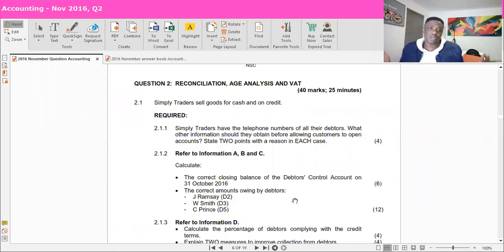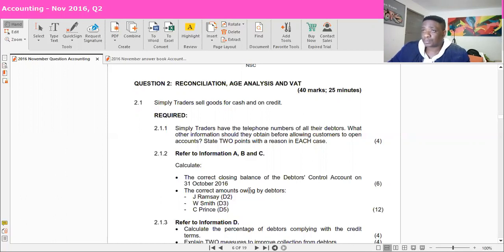It is, quite honestly, quite the same thing, but a lot of people do struggle with it at first. If you practice enough times, you can see that it's quite the same thing as a bank reconciliation. But without wasting any more time, let's go straight into the question.